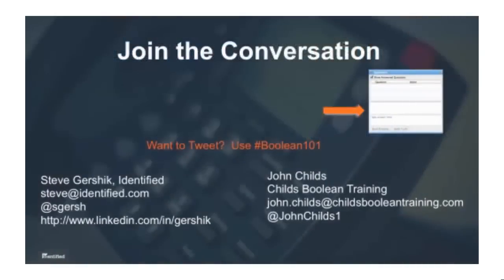So without further ado, I'd like to introduce John Childs. John's the founder of Childs Boolean Training and a senior technical sourcer. He started his recruiting career over 20 years ago. His first 3 years he spent cold calling names out of an IEEE membership directory written in a font so small it would blind an eagle.